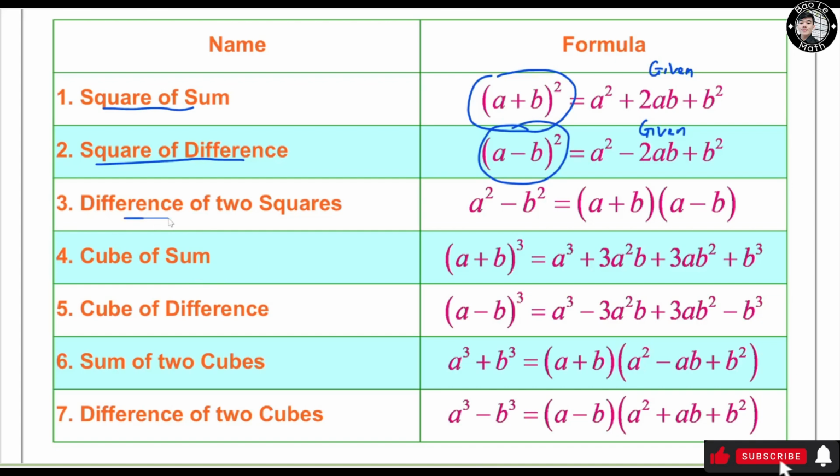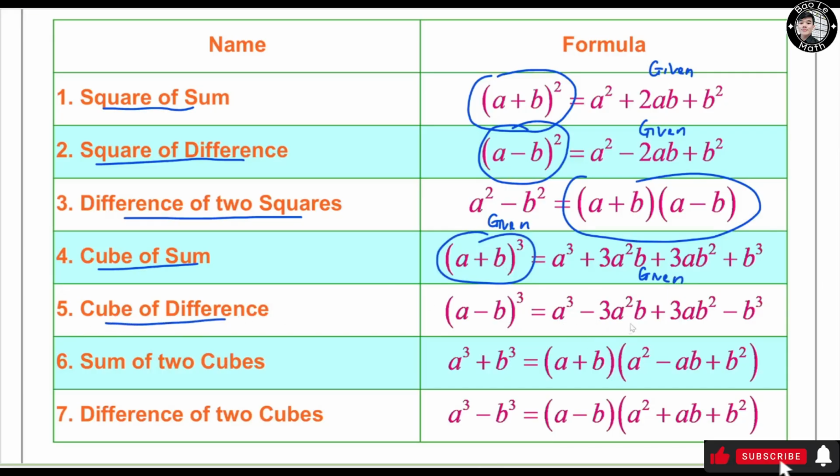The third one, difference of two squares. This one is given. We need this one, right? Next one, cube of sum. This one is given. And we need to convert it to this one. Number 5, cube of difference. This one is given. And we need to convert it to this one, right?